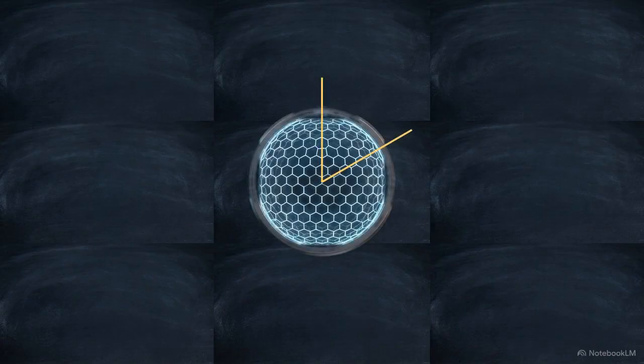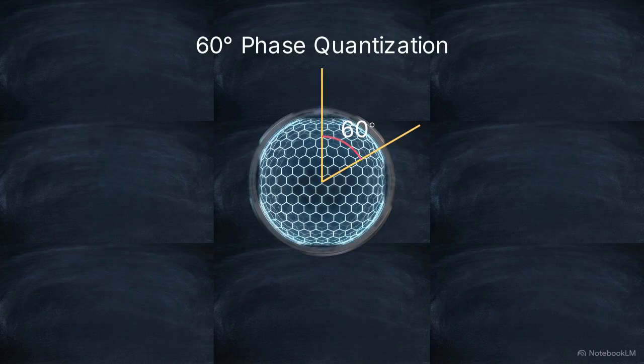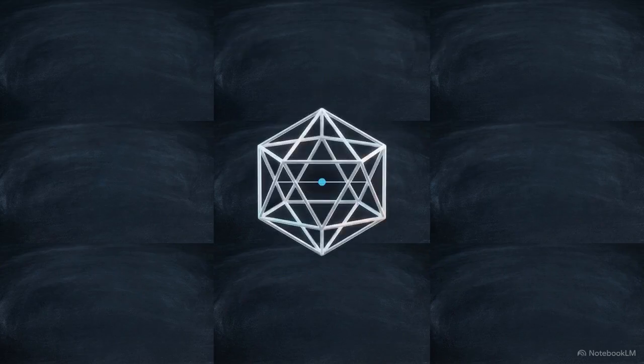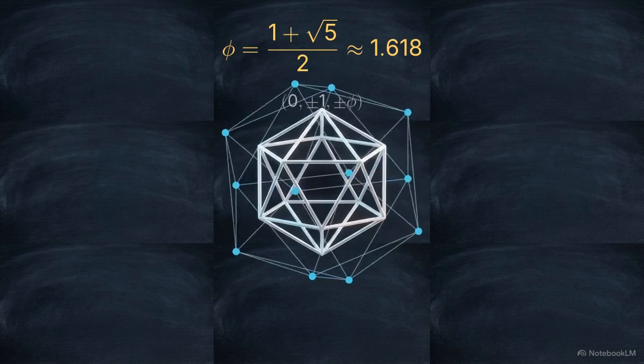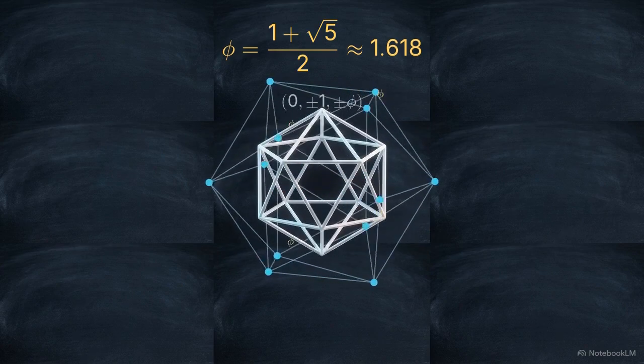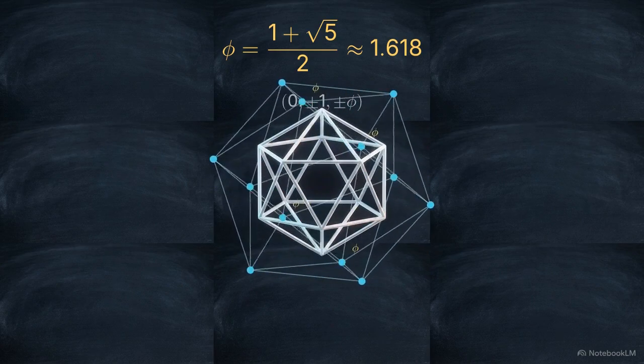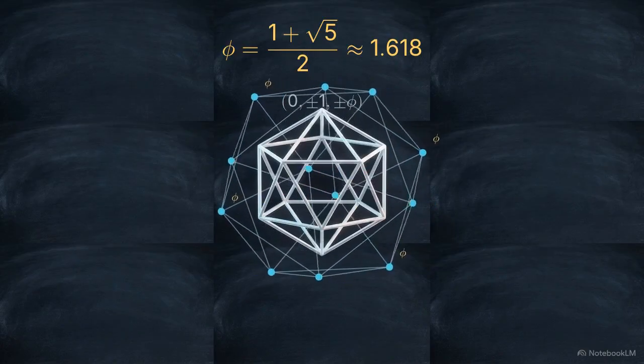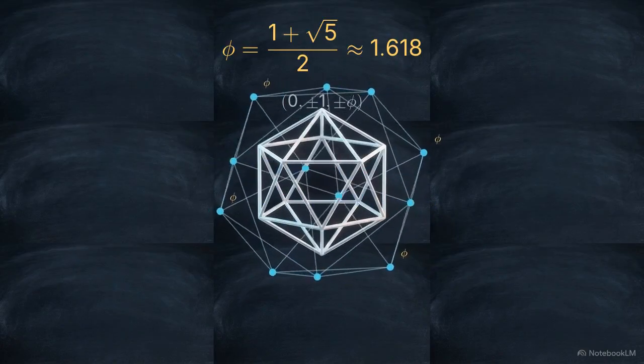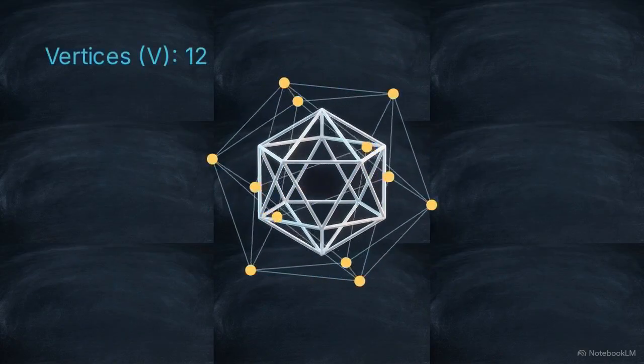In the 2-dimensional phase plane, the lock matrix requires phase states to quantize at 60-degree intervals. When extended into 3 spatial dimensions, this 60-degree condition exclusively generates the icosahedral symmetry group. The icosahedron is the unique Platonic solid where the golden ratio, phi, emerges not as an approximation, but as an exact algebraic coordinate of its structure.